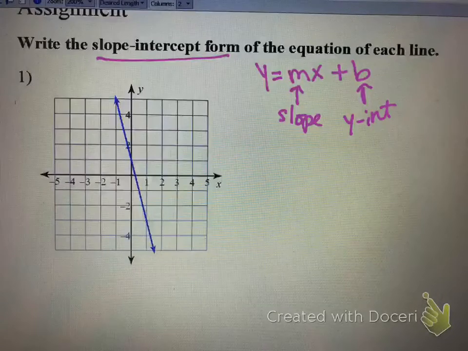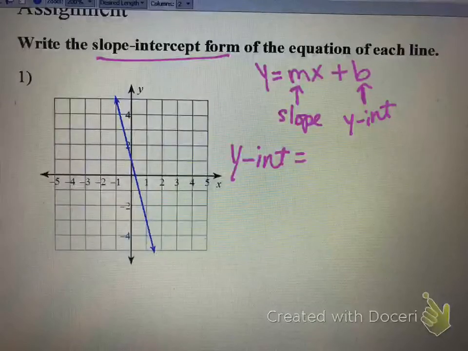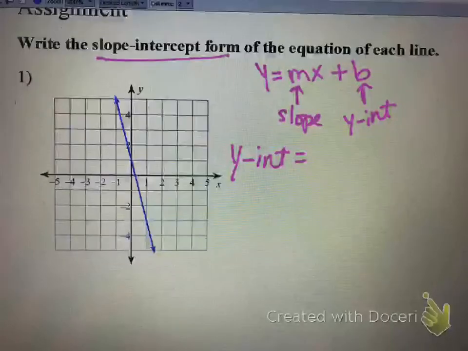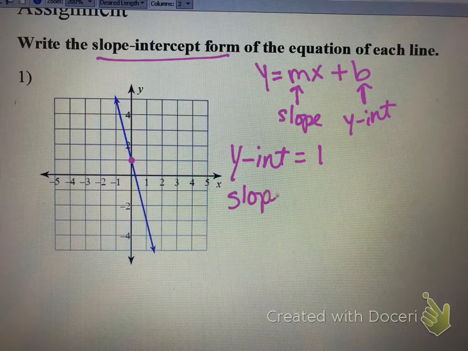So all we have to do is identify those two pieces and we can write our equation. So let's identify the y-intercept first, or the b value. So the y-intercept is where your blue line crosses the y-axis. If I look at my graph, it is right here at a positive 1.